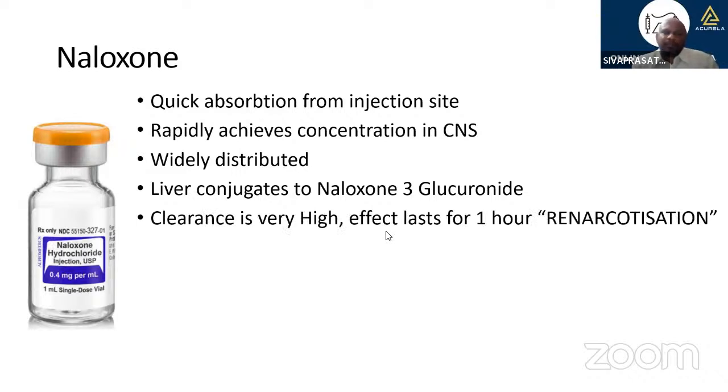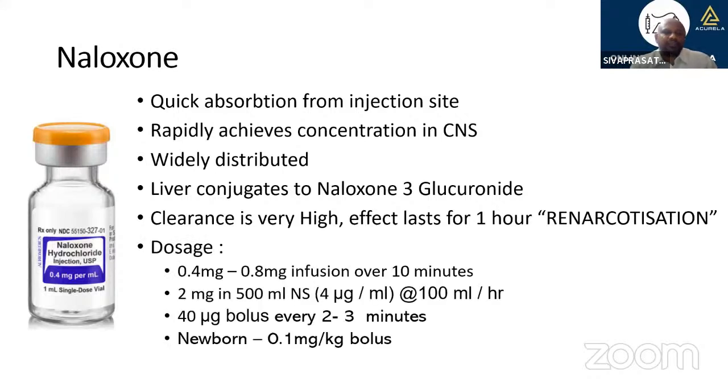But the thing you have to remember with naloxone is the clearance is very high and the effects last only for 1 hour. So if you're reversing an effect of morphine with naloxone, the patient will wake up faster. But after some time, he'll again go into sleep. This is called re-narcotization. So you have to be very careful with this. You have to have additional doses to counter that effect.